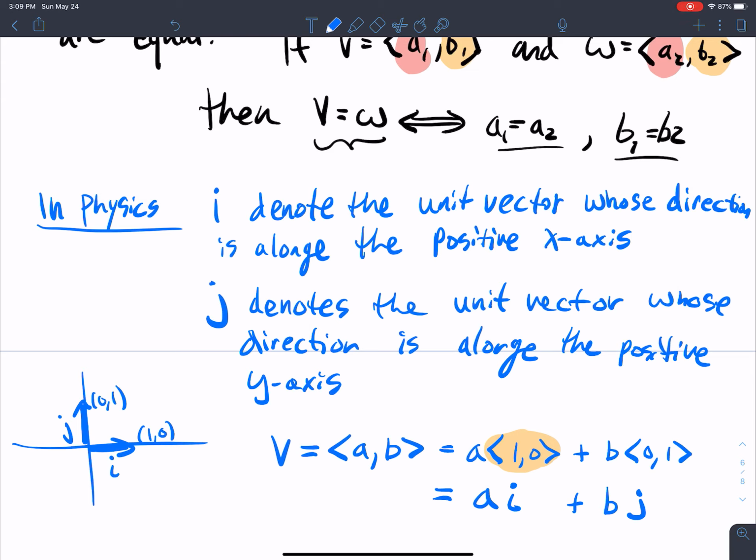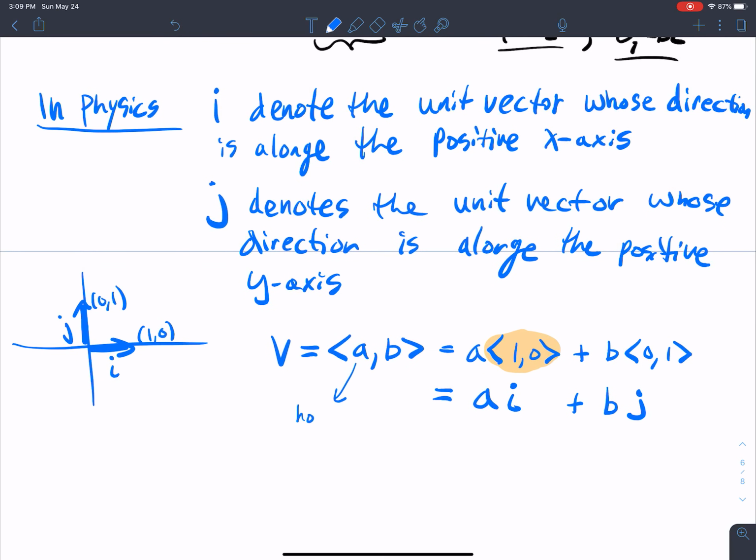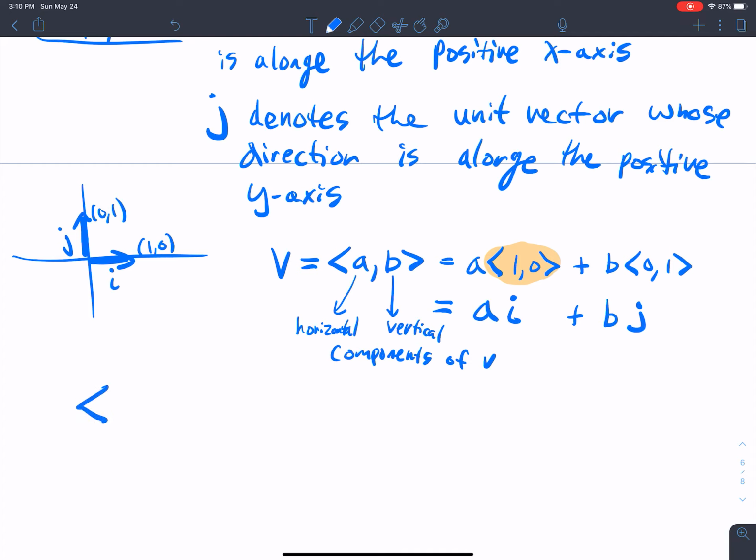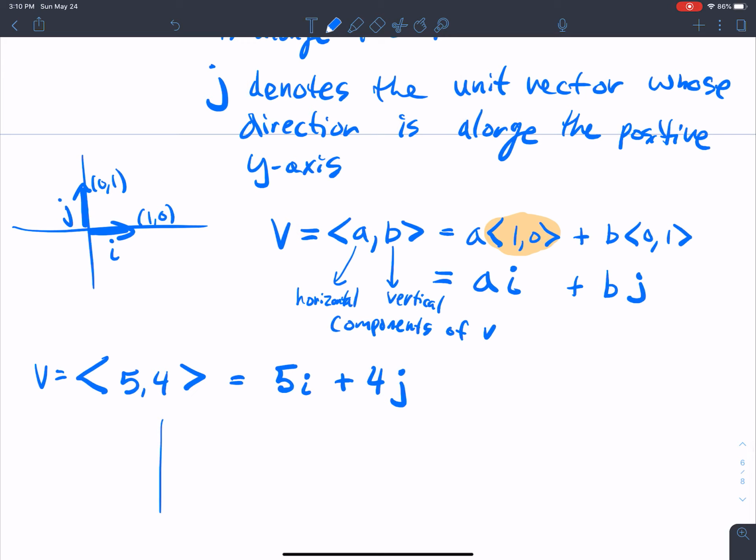So the quantities a and b are the horizontal and vertical components of V. So how would I represent, say, (5, 4)? This would be represented as 5i plus 4j, meaning I go 5 units in the positive x direction and 4 units in the positive y direction. So that's that vector V right there.